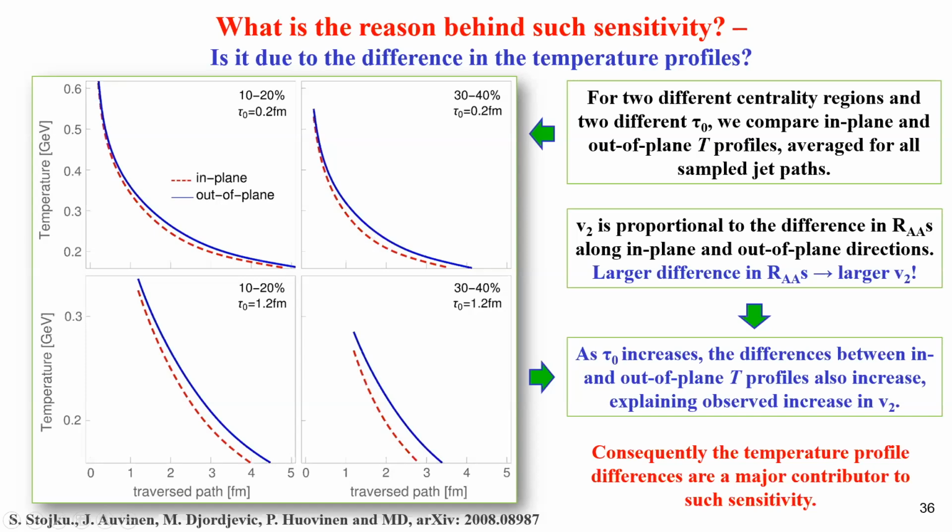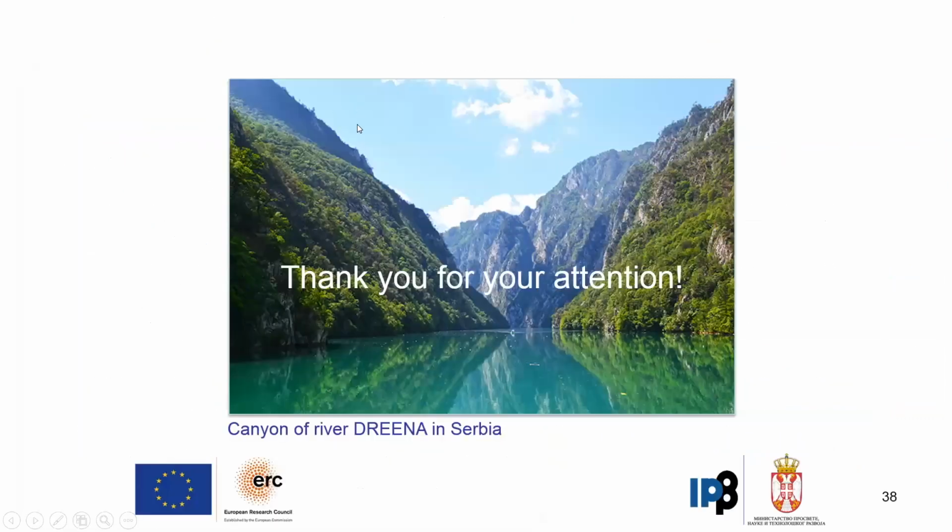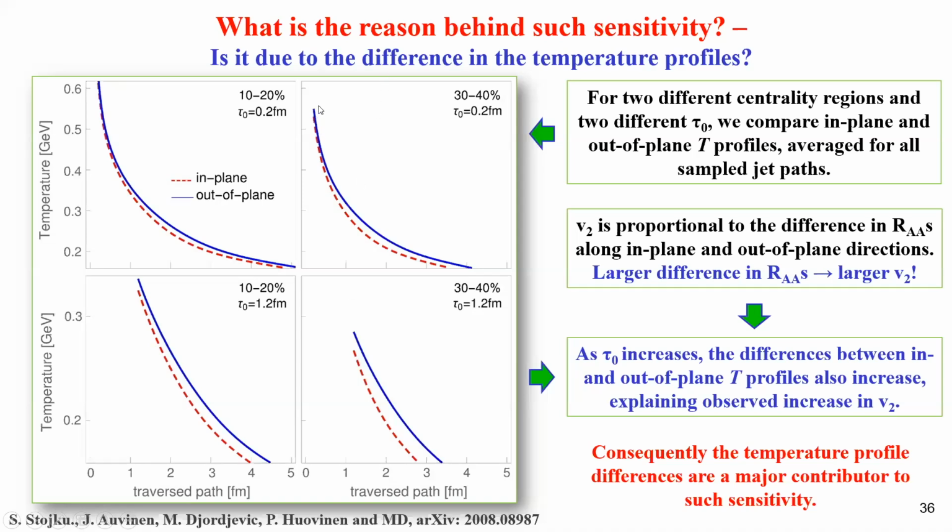What we see in these figures is, for example, if you compare this one and this one, at 0.2 fermi you have quite similar temperature profiles in the in-plane and out-of-plane directions. On the other hand, at 1.2 fermi, these 2 temperature profiles are very different, and this will lead to a larger difference in in-plane and out-of-plane RAA, and consequently to larger v2. So these differences in the temperature profiles are a major reason for such sensitivity.